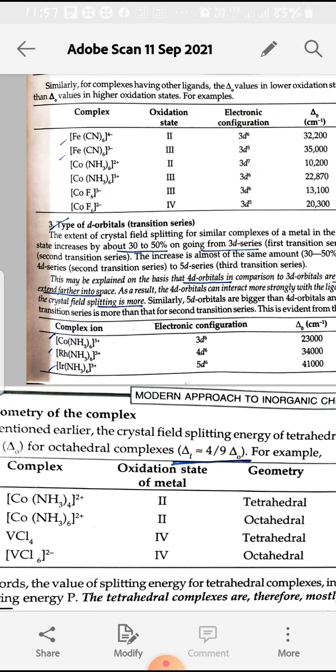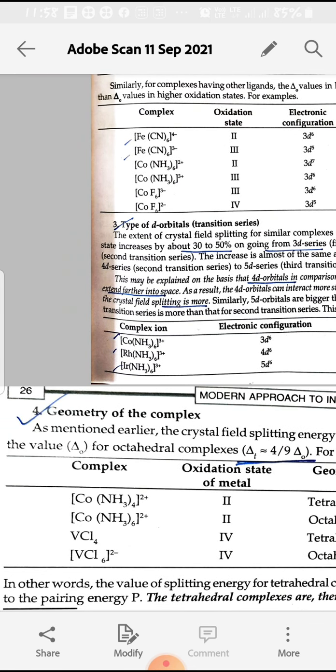For example, consider cobalt, rhodium and iridium ammonia complexes: cobalt plus 3, rhodium plus 3 and iridium plus 3. Cobalt is a 3d series element, rhodium is a 4d series element, and iridium is a 5d series element, so d6 in 3d, 4d and 5d. So crystal field splitting increases from the cobalt to the iridium complex.